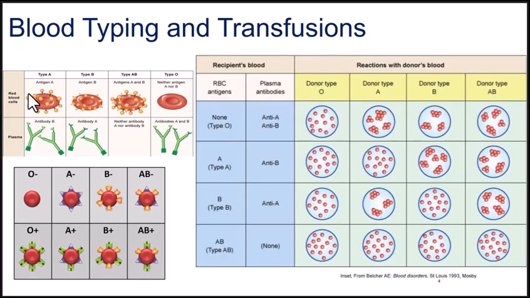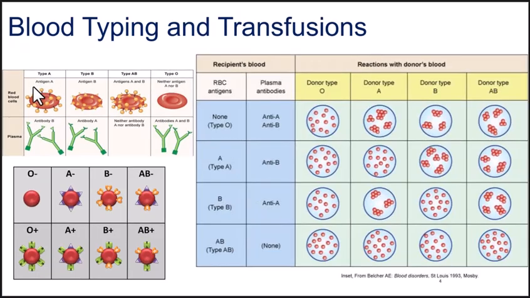If someone possesses A antigens on the surface of their red blood cells, then they have type A blood. If they possess B antigens, they have type B blood. If they have both A and B antigens, then they have type AB blood. And if they have neither A nor B antigens, then they have type O blood. Think of an antigen as being like a cellular tag or a name tag that says, hi, I'm type A blood, hi, I'm type B blood, and so on and so forth.